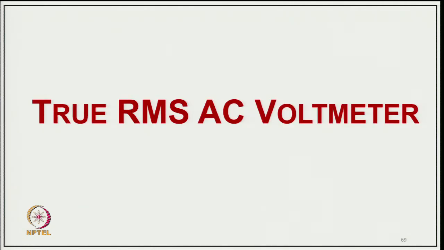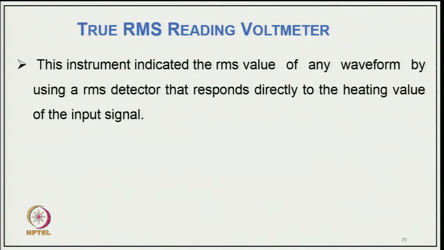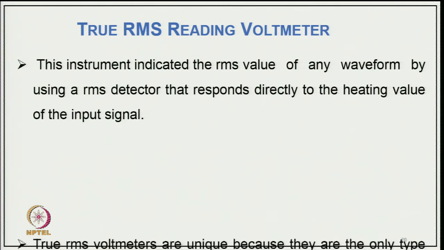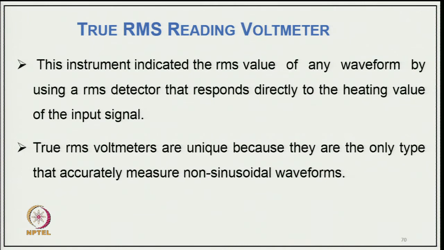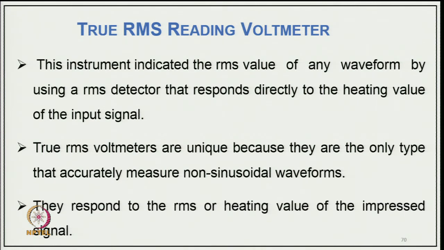Now, coming to the true RMS AC voltmeter. This instrument indicates the RMS value of any waveform by using an RMS detector that responds directly to the heating value of the input signal. True RMS voltmeters are unique because they are the only type that accurately measures non-sinusoidal waveforms, and they respond to the RMS or heating value of the impressed signal.